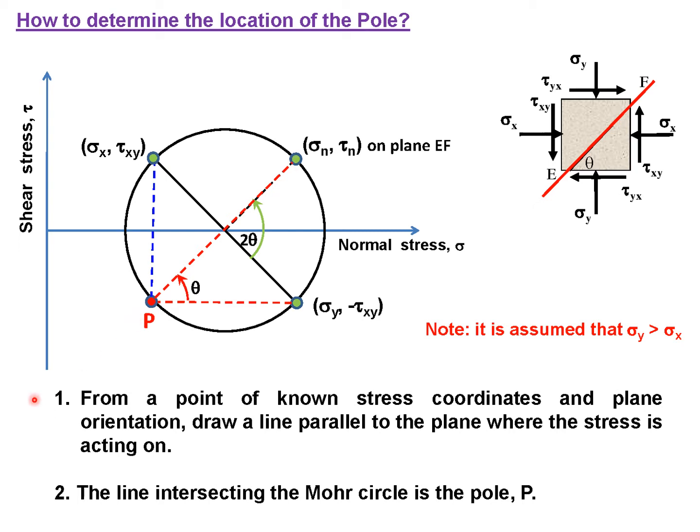So from a point of known stress coordinates and plane orientation, draw a line parallel to the plane where the stress is acting on. The line intersecting the Mohr circle is the pole P. So this one.